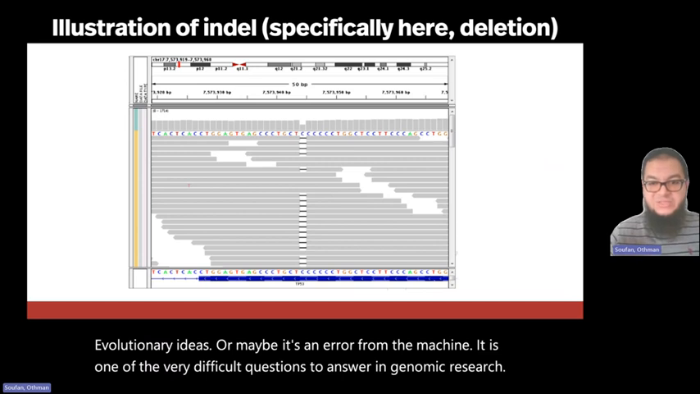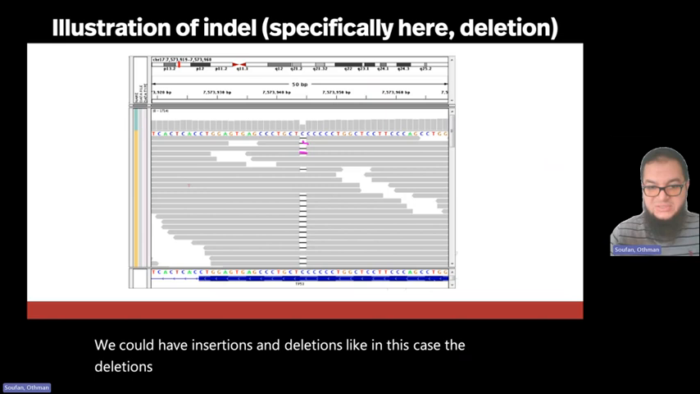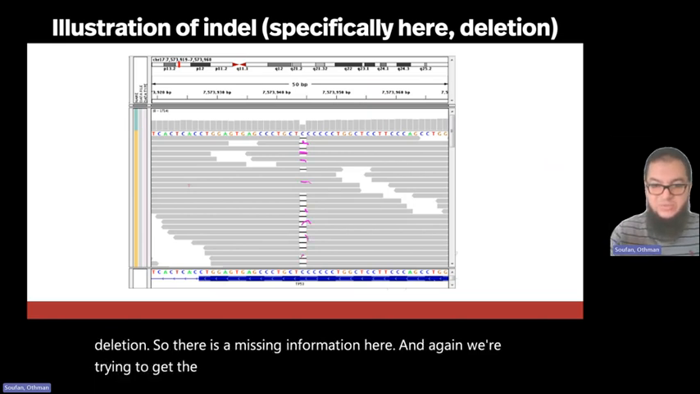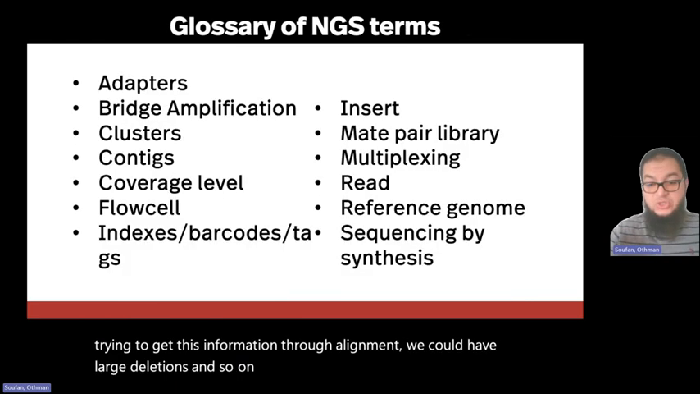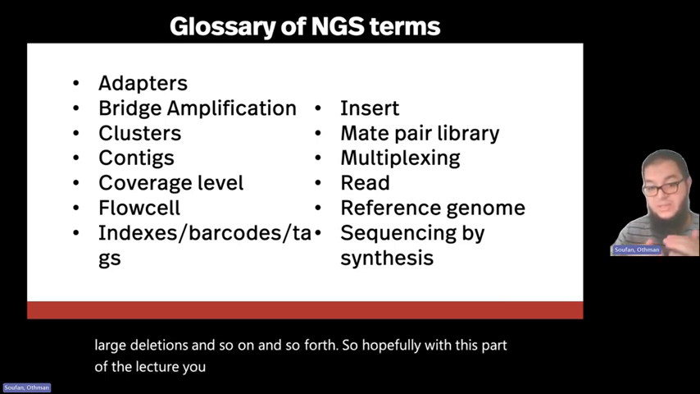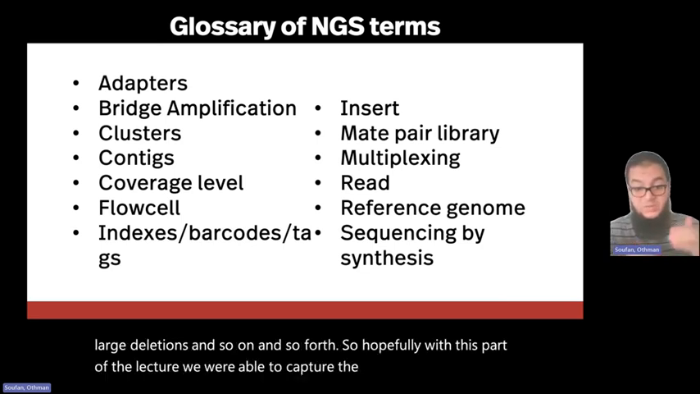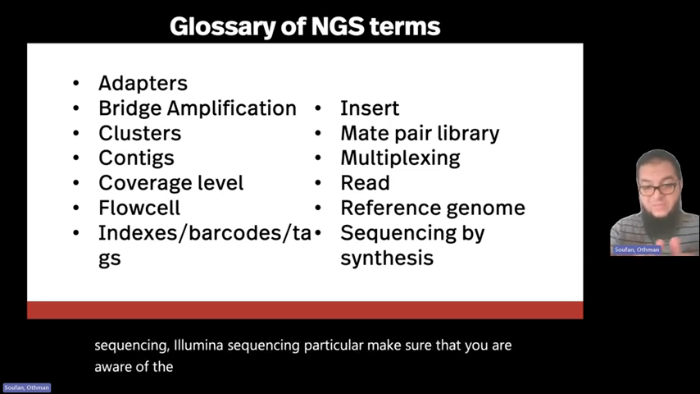We could have insertions and deletions, like in this case, a deletion. So there's missing information here, and again, we're trying to get this information through alignment. We could have large deletions and so on and so forth. So hopefully with this part of the lecture, you were able to capture next generation sequencing, Illumina sequencing in particular. Make sure that you are aware of these terms that are in front of you in this slide.